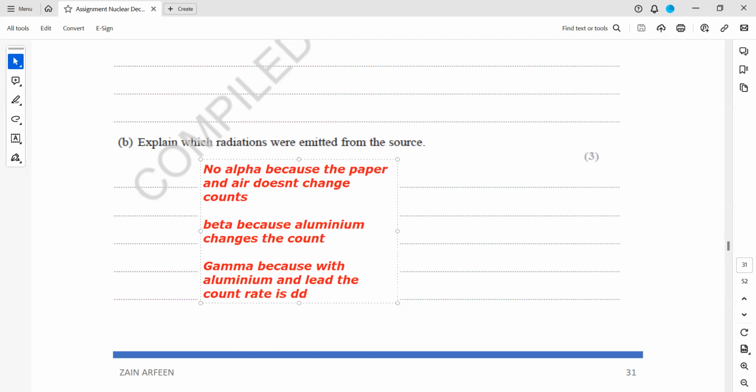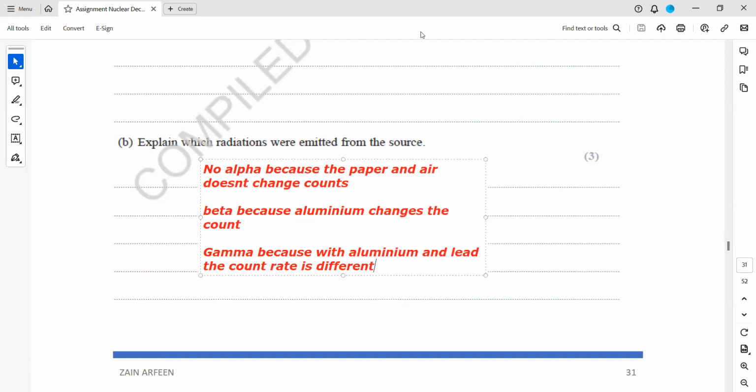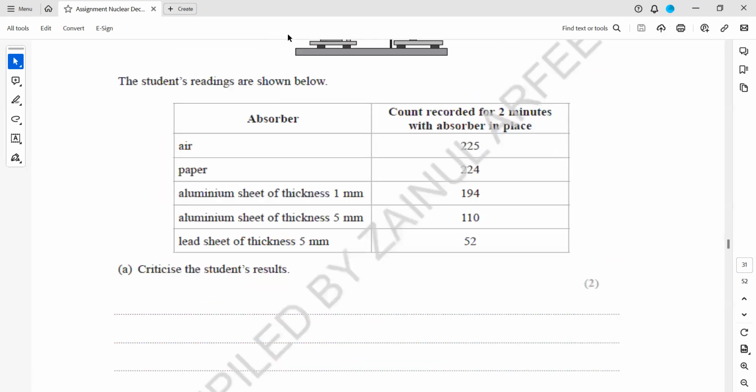If there was no gamma, then what should happen? The count should not change. It should be the same, 110. If there was no gamma here, the count with aluminium and the count with the lead sheet should be the same if there was only beta.